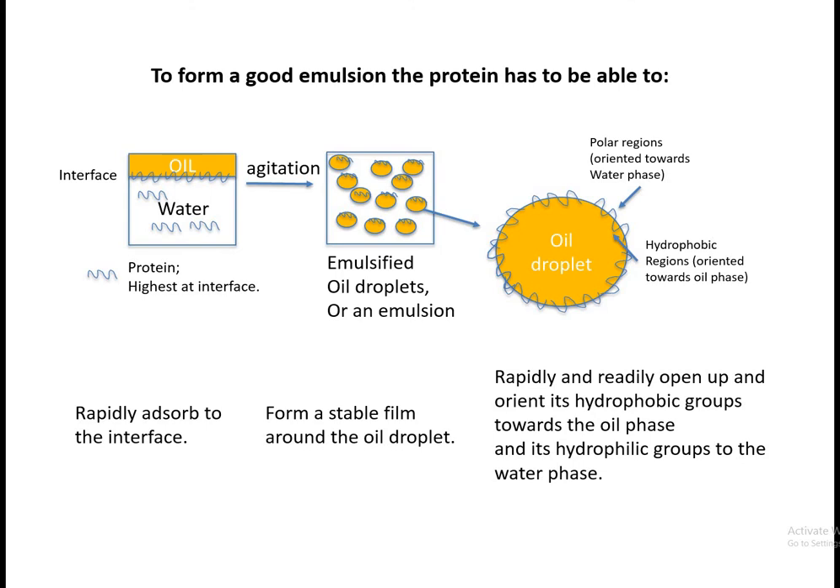Some information: in order for the protein to form a good emulsion, you have these criteria. Number one, it should rapidly adsorb at the interface. Adsorb, not absorb. At the interface here, so that during agitation it can form stable films surrounding the oil droplets, and then this protein will rapidly and readily open up and orient its hydrophobics towards the oil, and hydrophilics to the water phase. These are the criteria for a good emulsion.